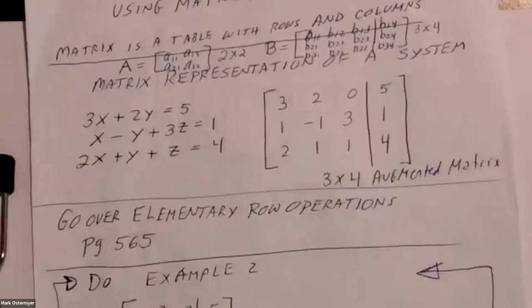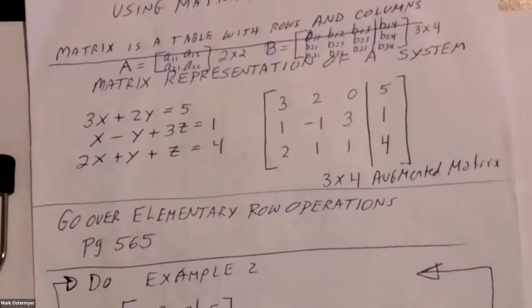For the main diagonal, is it always the top left and bottom right? For squared ones? Yeah. So in general, what elements lie on the main diagonal?